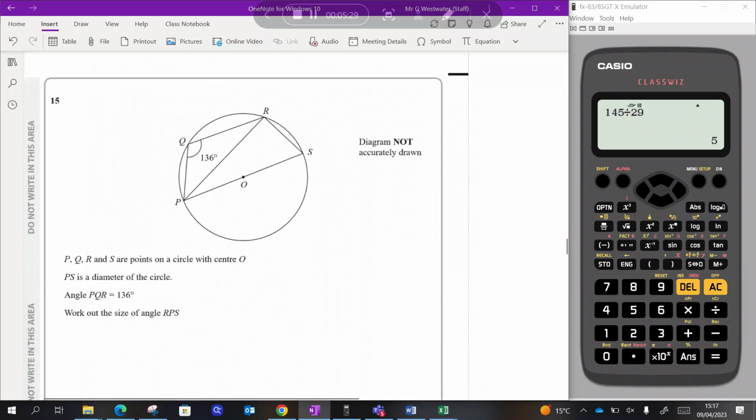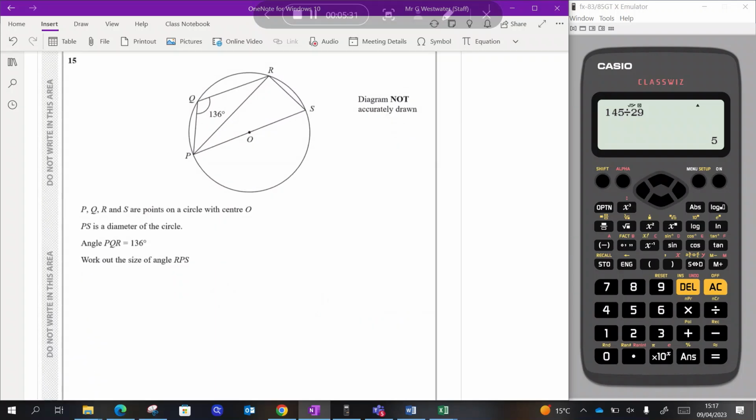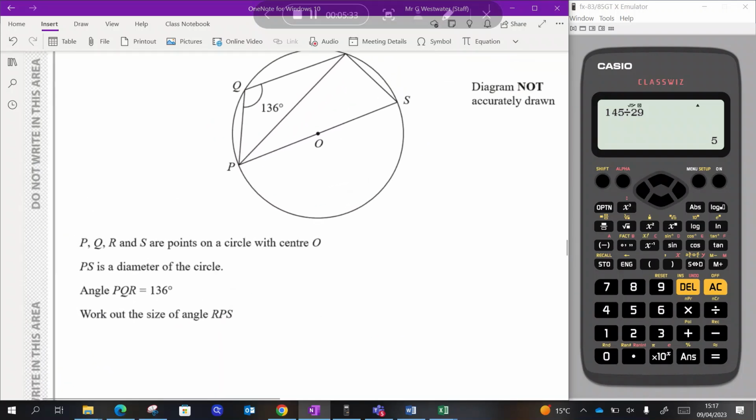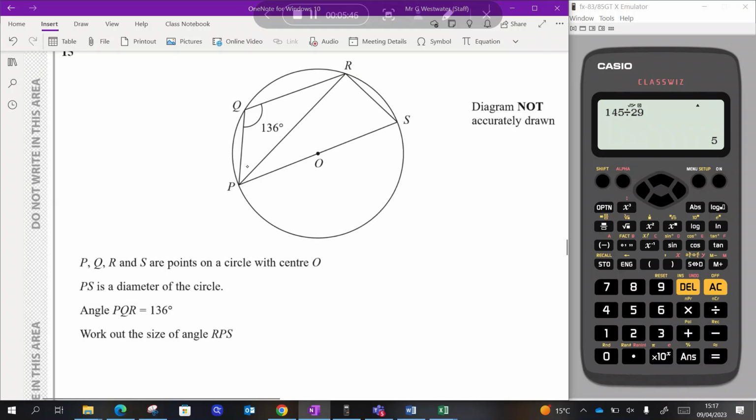On to question 15. Ooh, circle theorems. P, Q, R and S are points on the circle with centre O. PS is the diameter of the circle and angle PQR is 136 degrees. Work out the size of angle RPS. That is this angle here. Now one of the worst things you can do here is make assumptions. You can only use what's given.